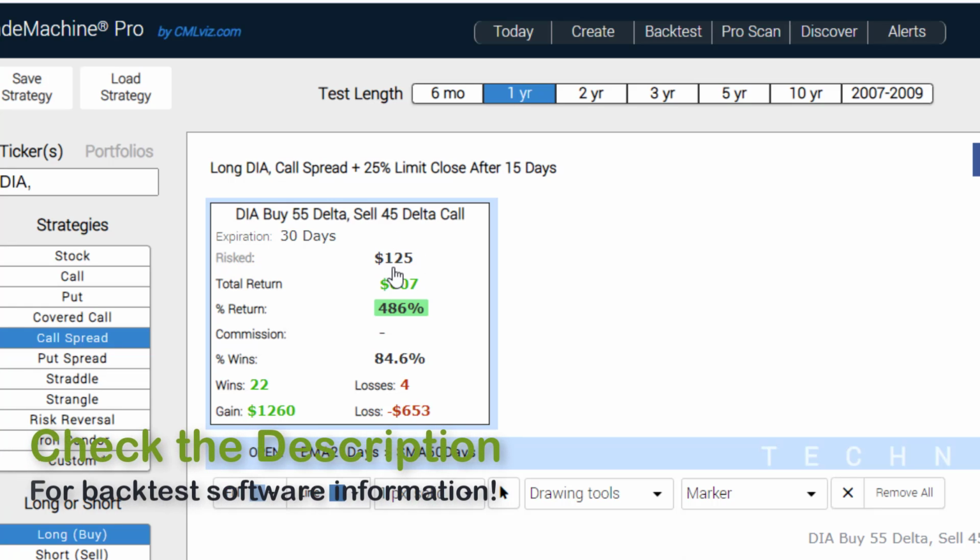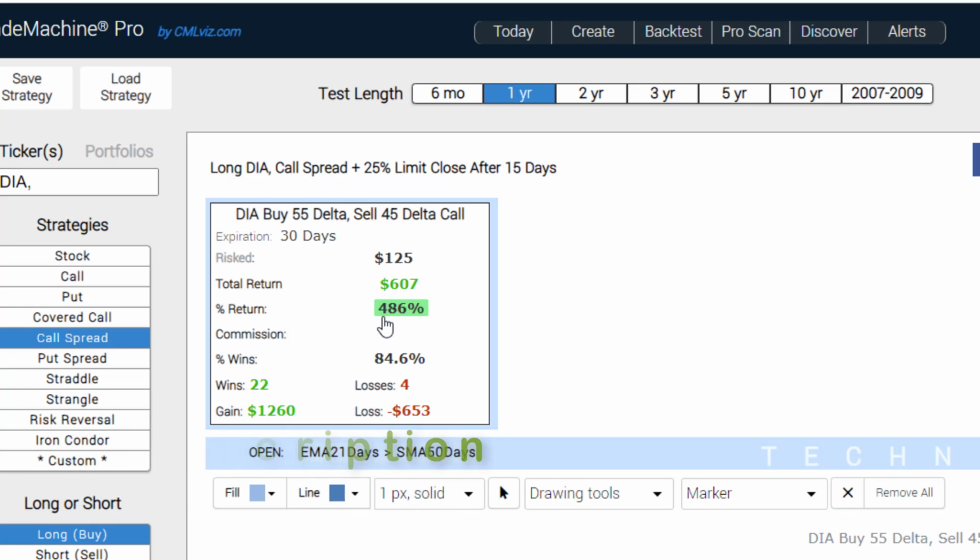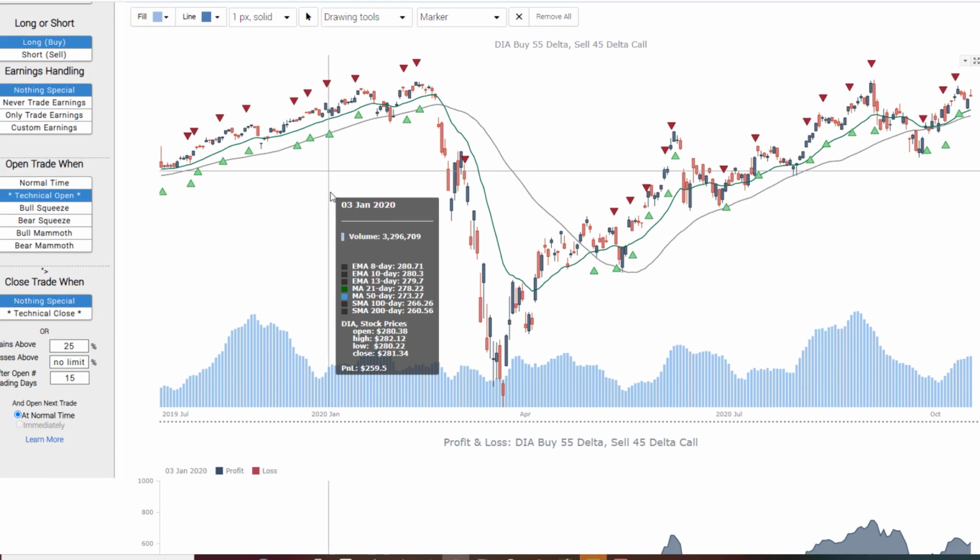And if you're spending $100 or so per spread, I think this is a little bit off. It's probably a little bit more than that. But this made about $600 this year, which is several times over on your money. But here's the interesting part.